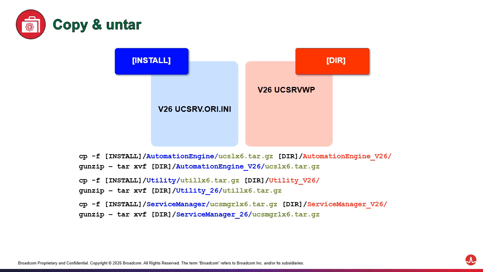Second, where a file exists in the install package but not in the directory, then the file is simply created. This is the case of ucsrv.ori.ini. When version 24 was installed, this ORI file was renamed ucsrv.ini prior to configuration, and so a new version 26 ORI is created. Finally, if a file exists in the new directory, but there is no matching file from the install package, it's simply preserved. This is the case of the old ucsrv.ini. Again, this is good. It means we're preserving all existing INIs for future comparison.